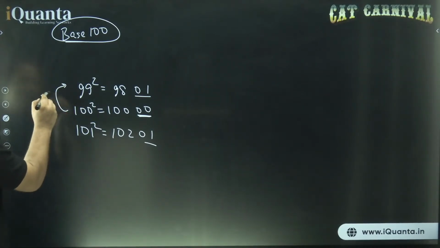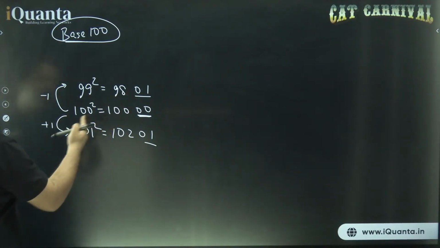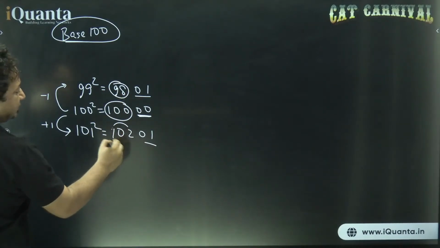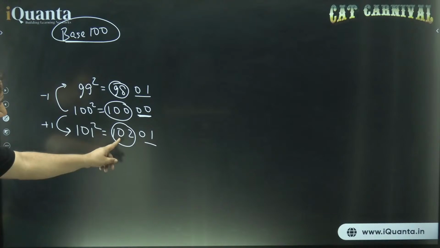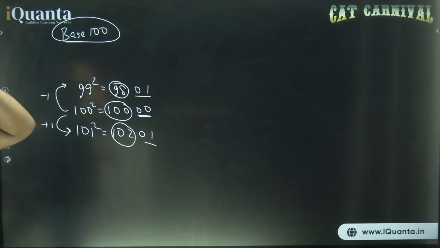99 is 1 less, 101 is 1 more. So the square of minus 1 is 01, and the square of plus 1 is also 01. Now what is happening in these numbers? This is increasing by 2 or decreasing by 2. In the case of 50, it was increasing and decreasing both by 1. Why? Because 50 was the first multiple of 50 and 100 is the second multiple of 50.